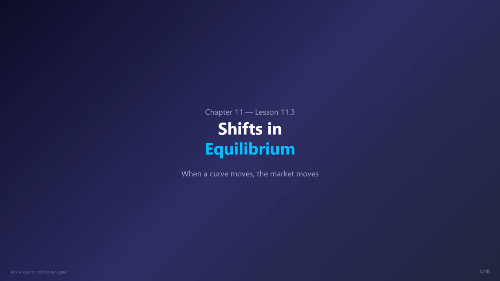Welcome to the final lesson of the course. We've found the market equilibrium and seen how it corrects itself. Now we ask the most useful question of all. What happens to that equilibrium when something in the world changes and a whole curve shifts?